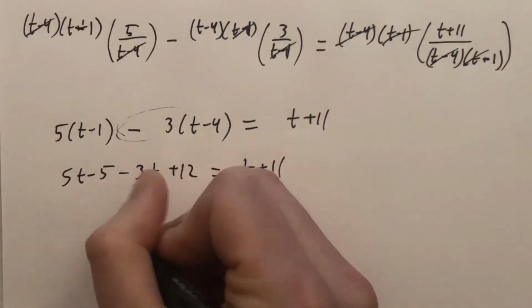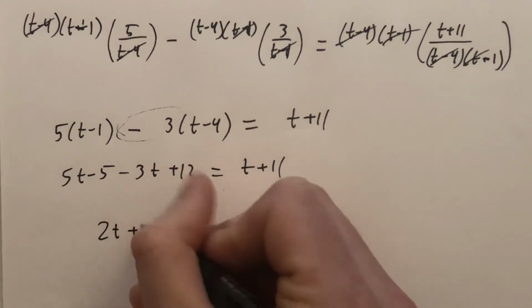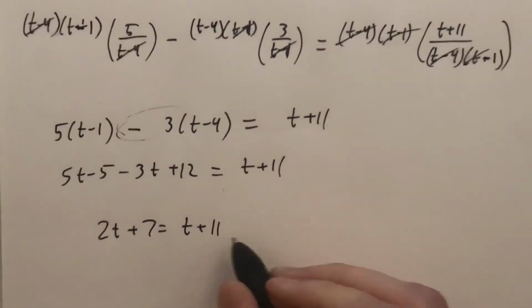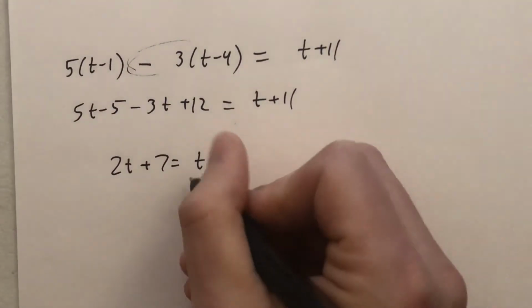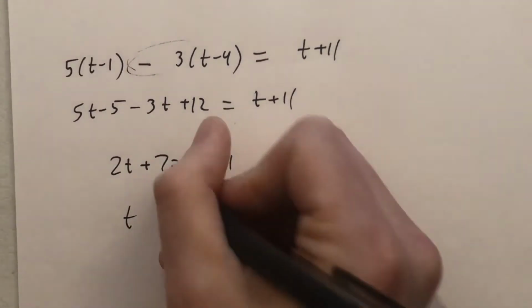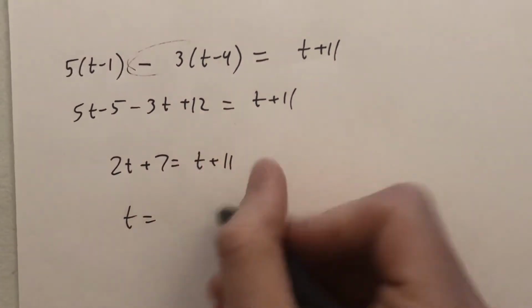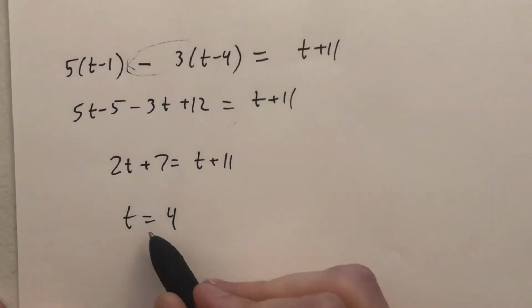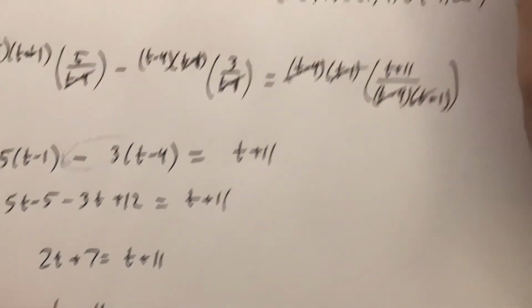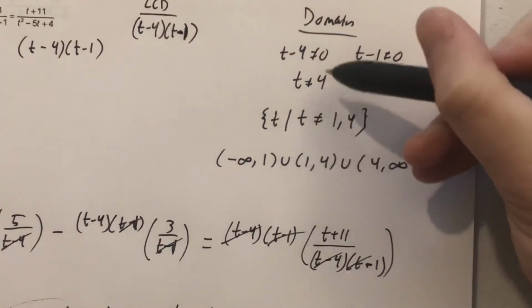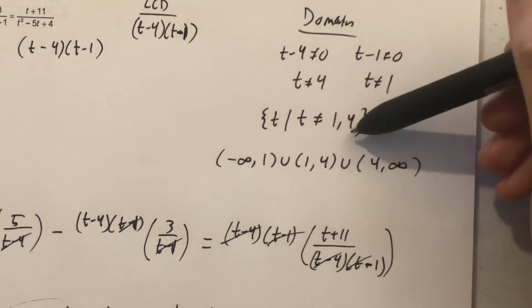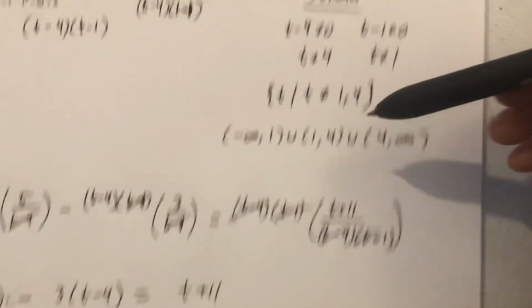Combine some like terms over here, get 2t plus 7. Now, again, it's just linear, so I'll move all the terms over to one side, subtract the t and subtract the 7, to get t equals 4. Now, in doing that, we're getting our answer of t equals 4, but if we come back up to our domain, because of one of our denominators, we said 4 was not an option, right? We're not allowed to have 4 as a solution.